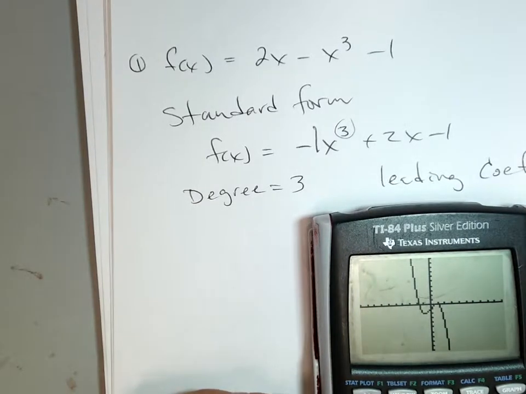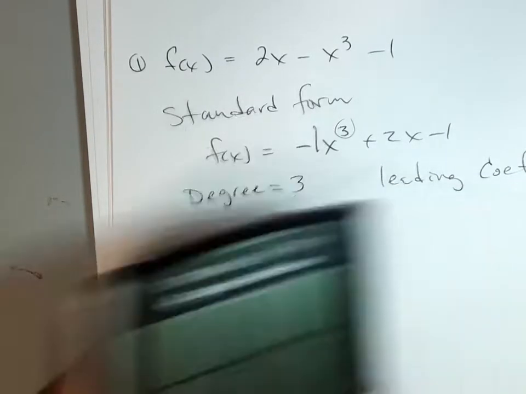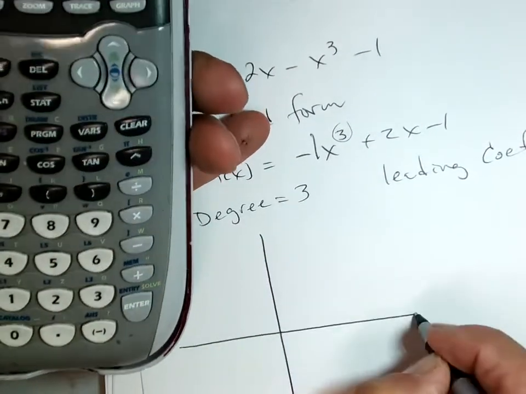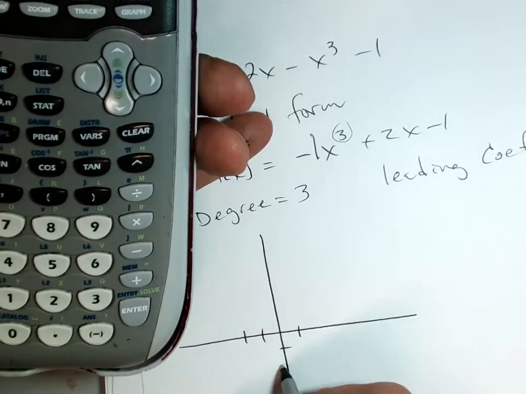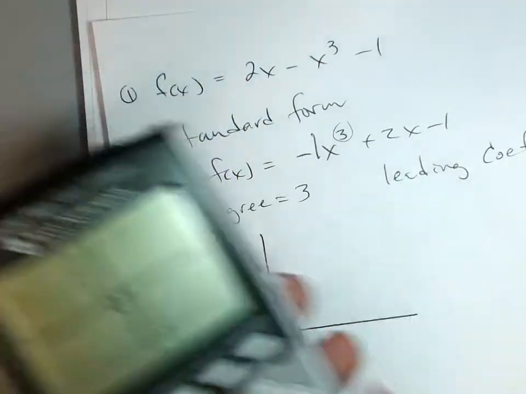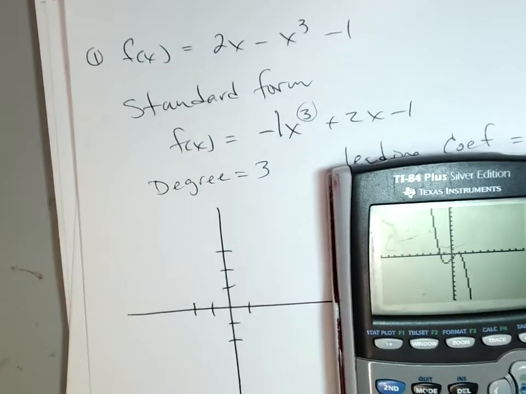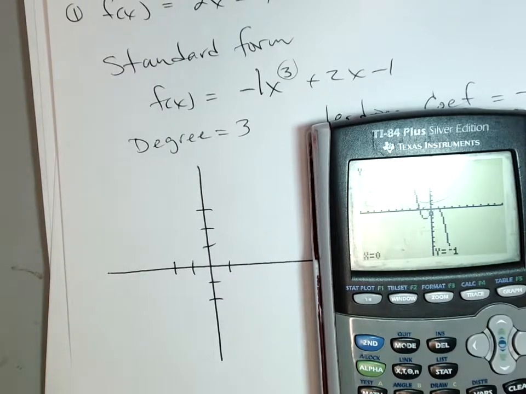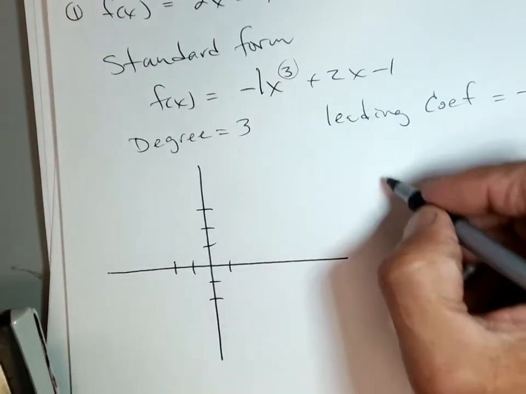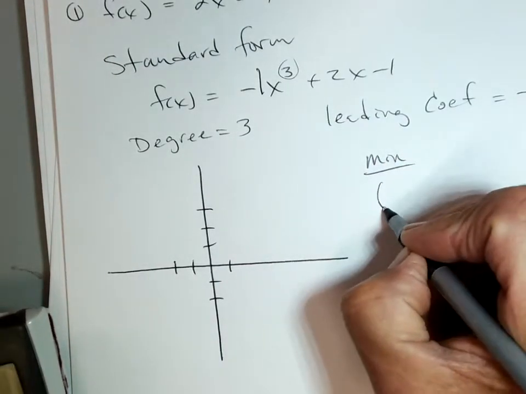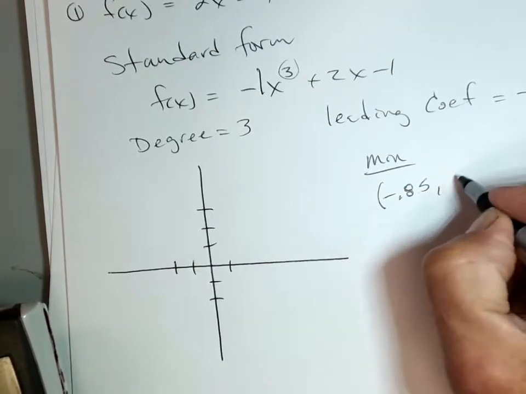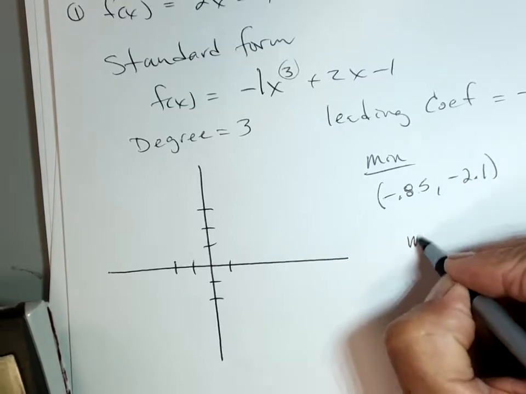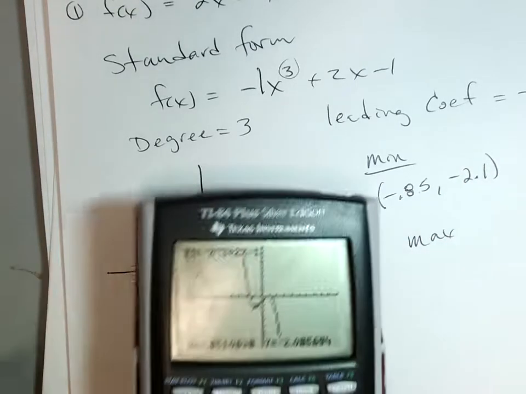So I'm going to use my trace button, and I'll first draw a rough sketch of it. Doesn't have to be perfect, but we've got to have the general idea, close to the same shape, right? Trace, and if I want to go to my minimum, it's right about there at about -0.85. So my minimum is a point, -0.85, comma, -2.1 about.